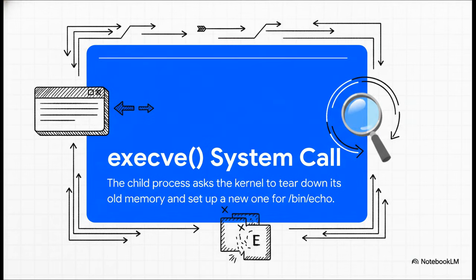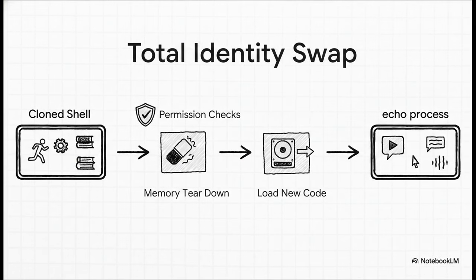It basically says, hey, kernel, you know me, this clone of the shell. I need you to completely wipe me out and replace me from head to toe with a totally different program, the one called /bin/echo. It's a software identity swap. And the kernel is like, you got it. It acts like a bouncer, a demolition crew, and a stage manager all at once.